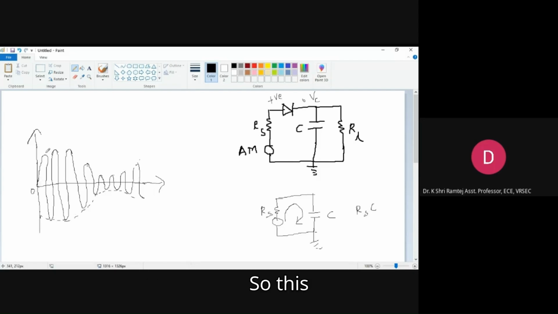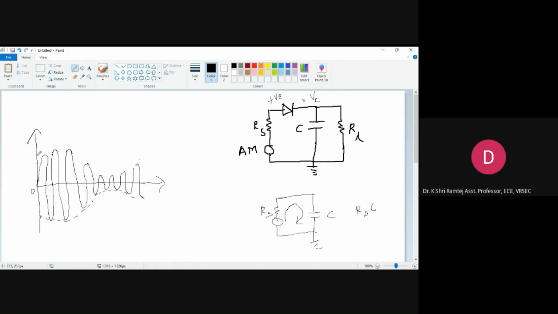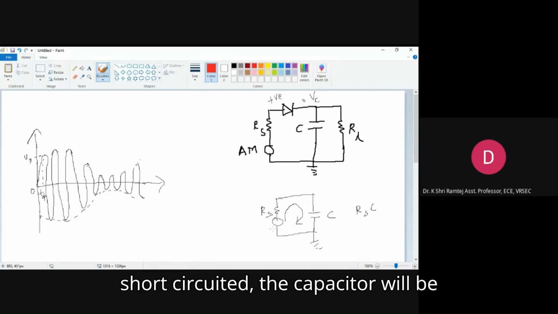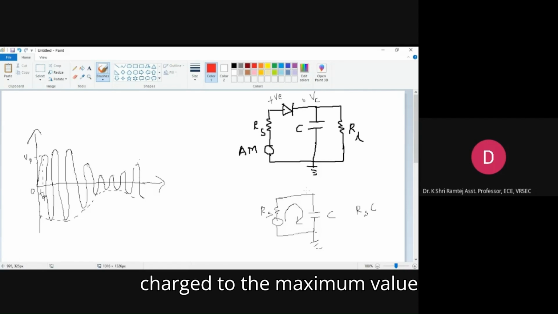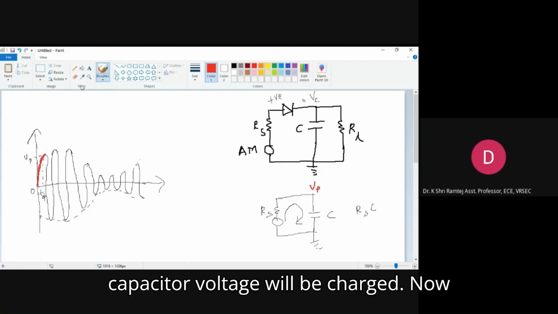As the input increases from here to here, let's say this is the peak value Vp at time t equal to Tp. If you plot the output waveform, since the diode is short circuited, the capacitor will be charged to the maximum value Vp. So the output will be something like this, and until here the capacitor voltage will be charged.